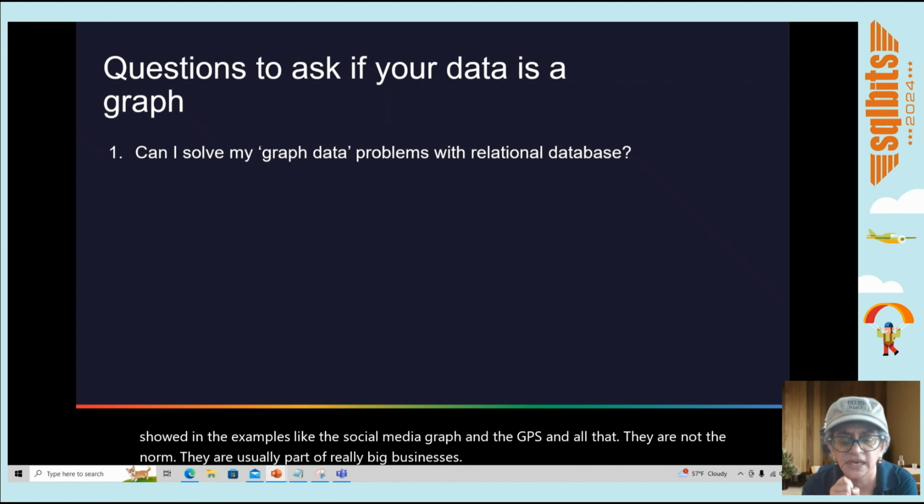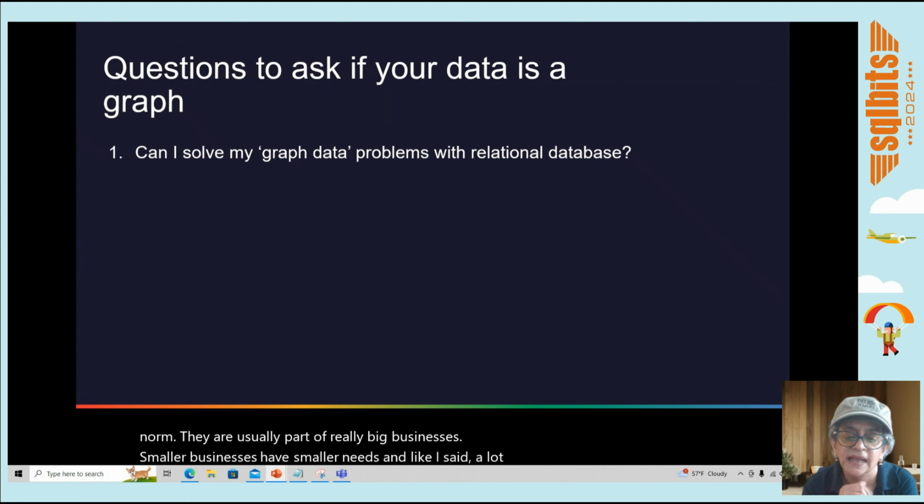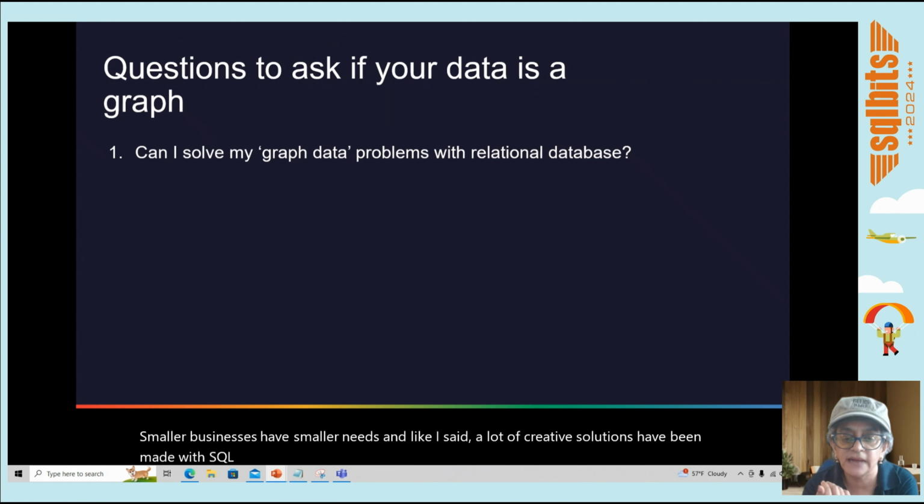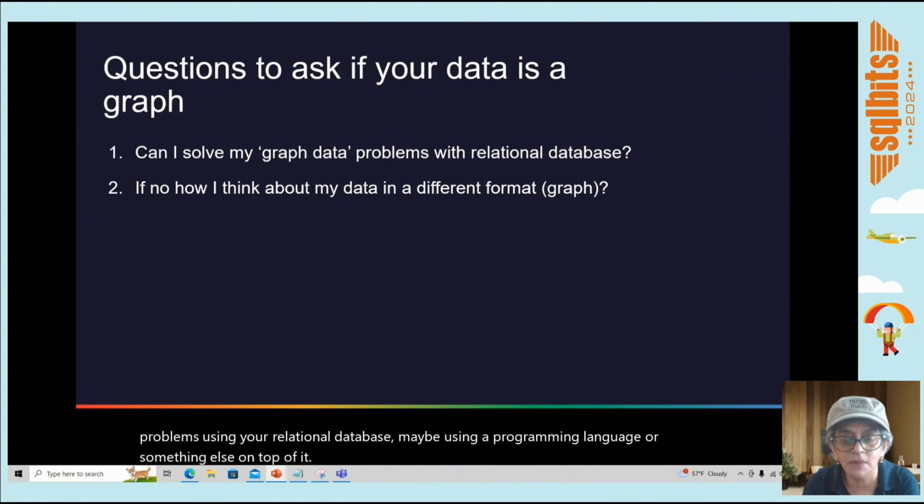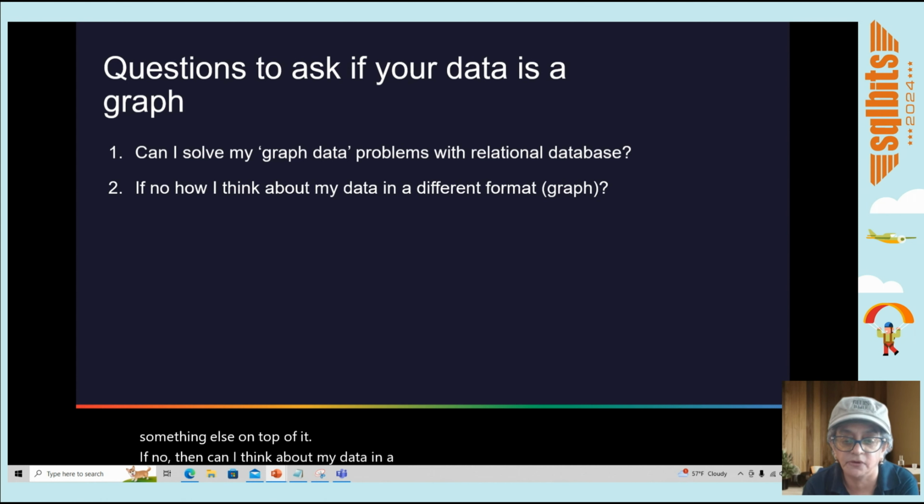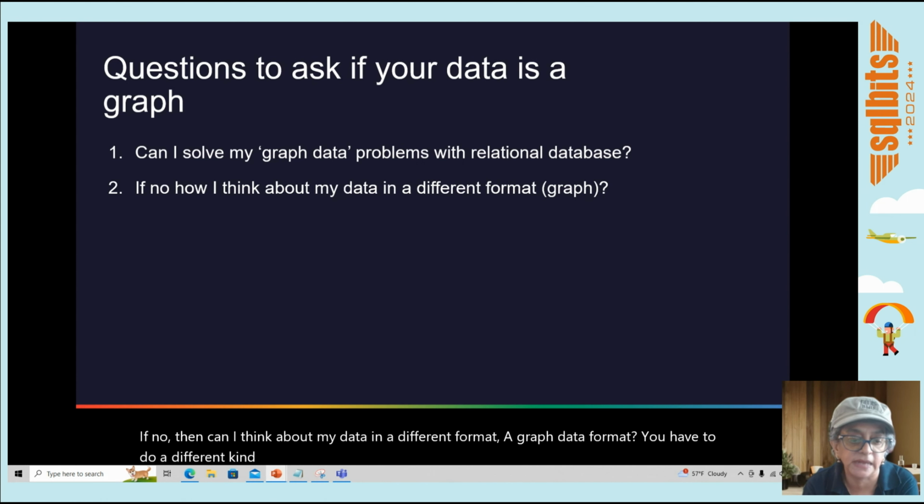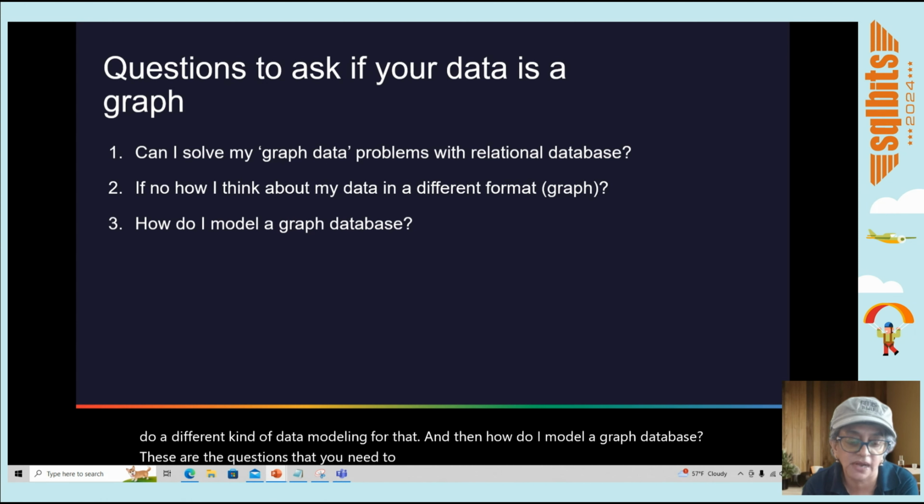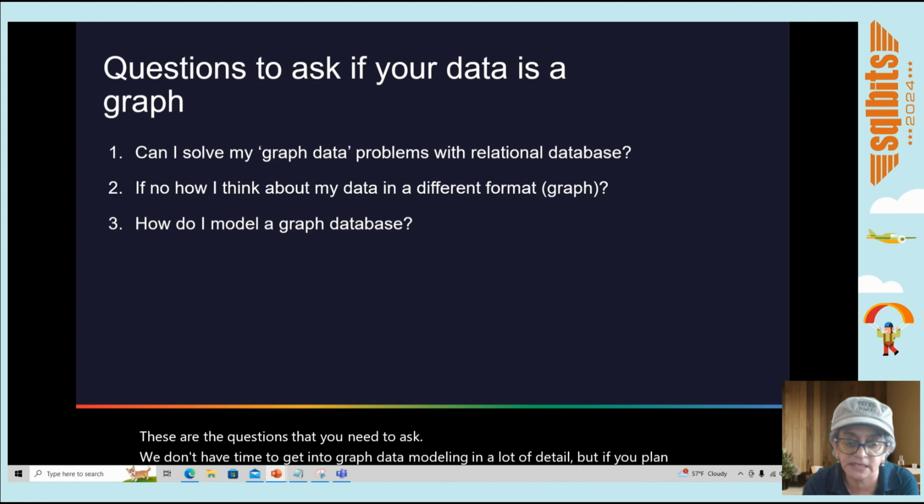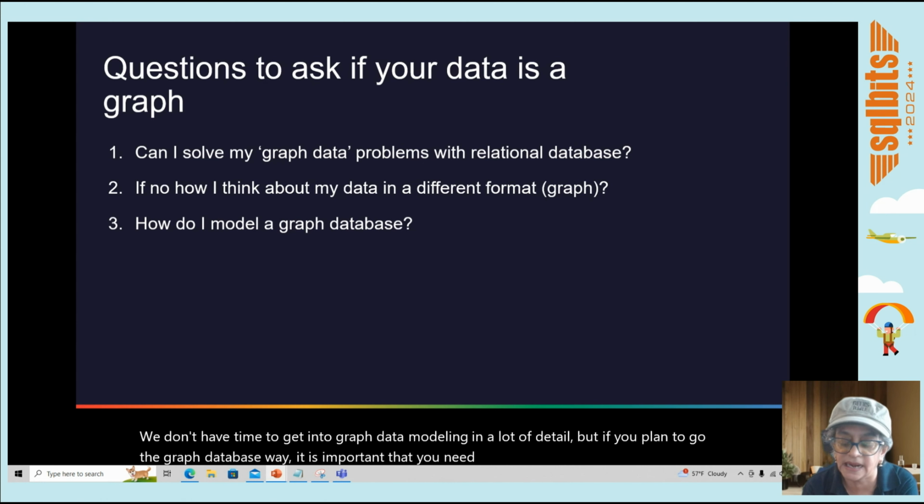Smaller businesses have smaller needs, and like I said, a lot of creative solutions have been made with SQL and such. So you have to ask yourself first if you can solve some of those problems using your relational database, maybe using a programming language or something else on top of it. If no, then can I think about my data in a different format, a graph data format? You have to do a different kind of data modeling for that. And then how do I model a graph database? These are the questions that you need to ask. We don't have time to get into graph data modeling in a lot of detail, but if you plan to go the graph database way, it is important that you model the graph database well. So that's a question to ask as well.